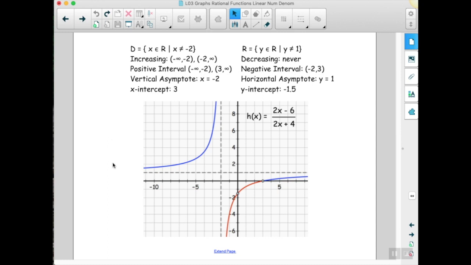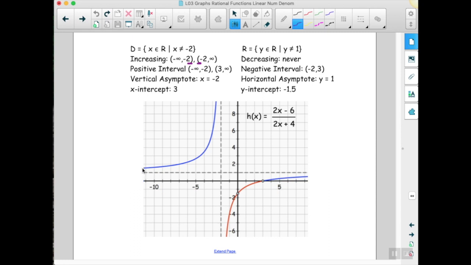So from over here, we can see that the domain is all real numbers but -2. We are increasing from negative infinity to -2. Then we're increasing from -2 to infinity. We have to separate this into 2 separate intervals. Remember, using the round brackets to indicate that's not included. A square bracket says you should include it. We are not increasing at -2. The function's not defined there.